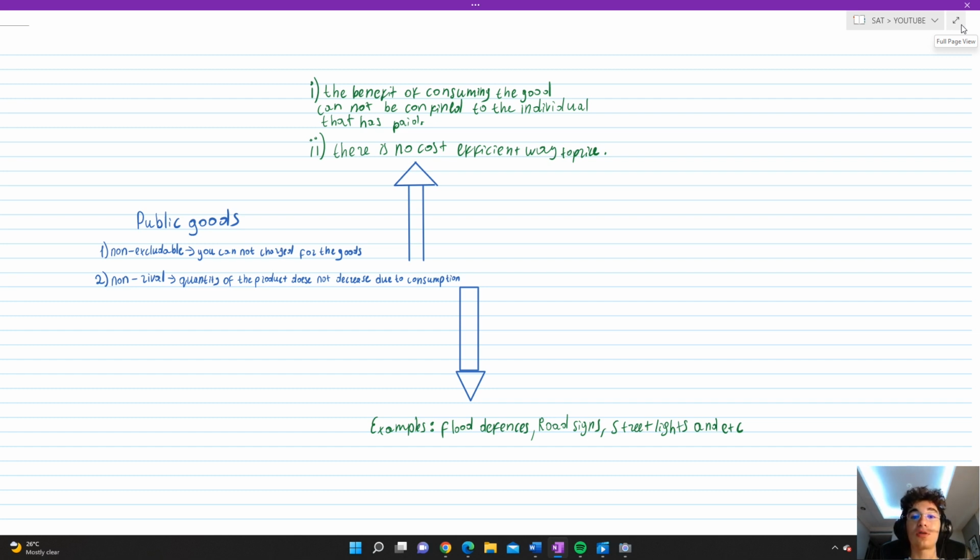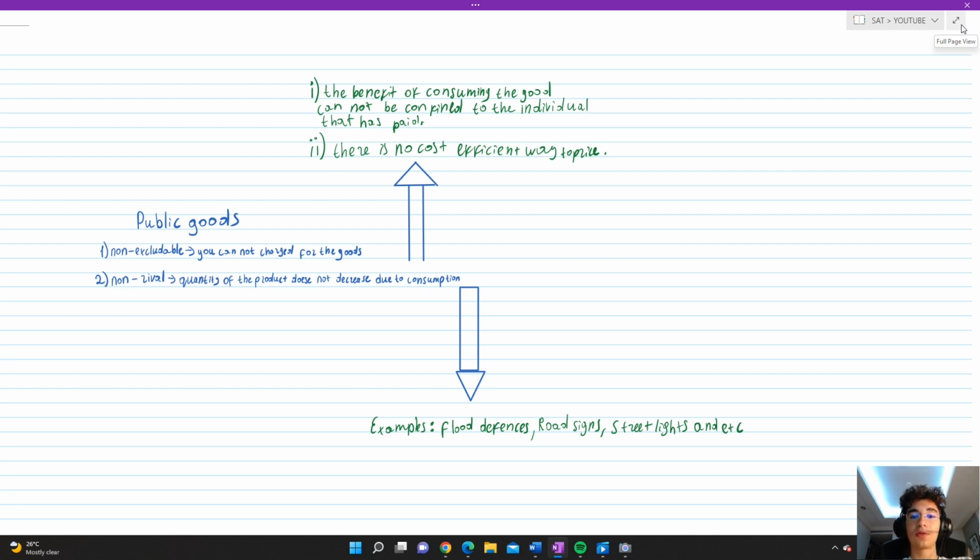Today we are going to talk about such an interesting topic as public goods. So let's start. Have you ever wondered why goods like flood defenses, road signs, street lights, roads, beaches, traffic lights, lighthouses, the military defenses are all goods provided by the government and not through the market mechanisms themselves? Well, the simple reason is that they are examples of public goods.